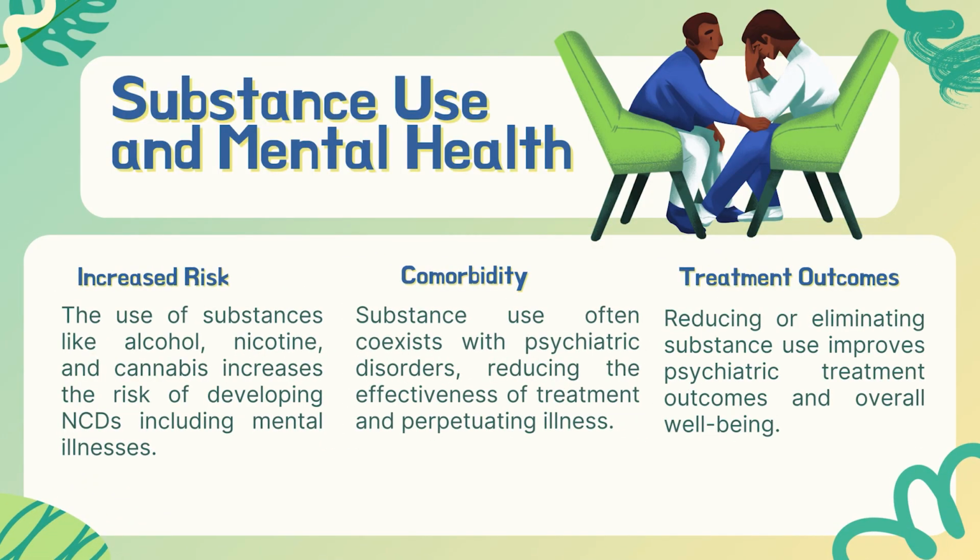Apart from that, substance use like alcohol and cannabis increases the risk of developing mental illnesses like depression, anxiety, even severe mental illnesses. It also contributes to other non-communicable diseases which can increase comorbidity levels. Substance use often exists together with psychiatric disorders, and when they are present together, it reduces the effectiveness of treatment of both. Substance use also helps in maintenance of symptoms of mental illness. So, taking care of substance use is very important as far as mental illnesses are concerned.